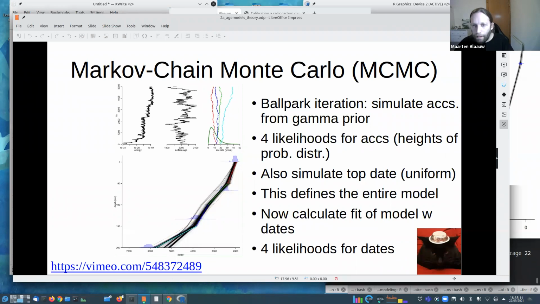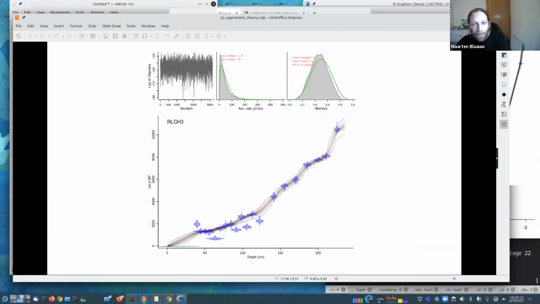Okay, right. So that's more or less what's behind Bacon, although it doesn't use just 4 sections, but many more sections, and the sections are only 5 centimeters wide. So you have your core, you divide it into, by default, 5 centimeter sections, and model linear accumulation rate for each section. And the accumulation rate is constrained by the prior of the accumulation rate, and that's actually years per centimeter, not centimeters per year. Sorry about that. And it's not only that, it's also the memory.